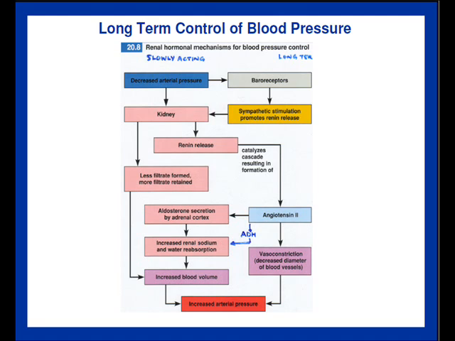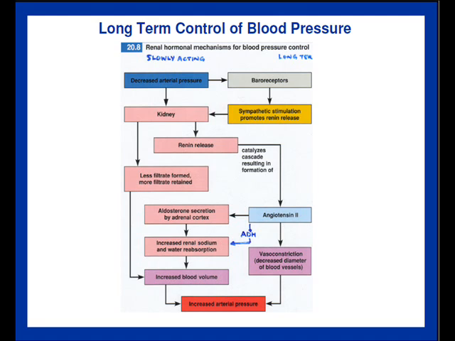Renin can travel to the adrenal glands and produce angiotensin II. Okay? So it catalyzes the cascade resulting in the formation of angiotensin II. Angiotensin II is a very, very potent vasoconstrictor. So vasoconstriction, decreased diameter of the blood vessels. Angiotensin II can also cause aldosterone secretion by the adrenal cortex. We've been through this before, and therefore you're going to increase renal sodium and water reabsorption, right? And you're going to end up with an increased blood volume.